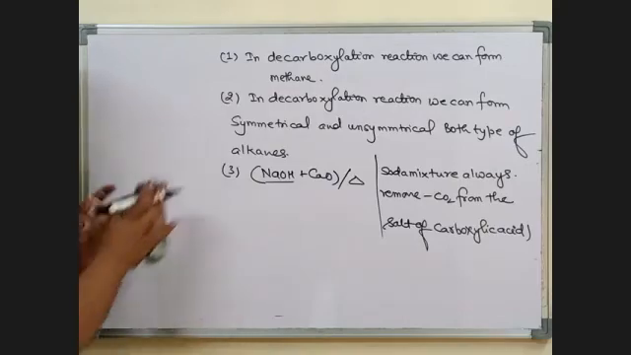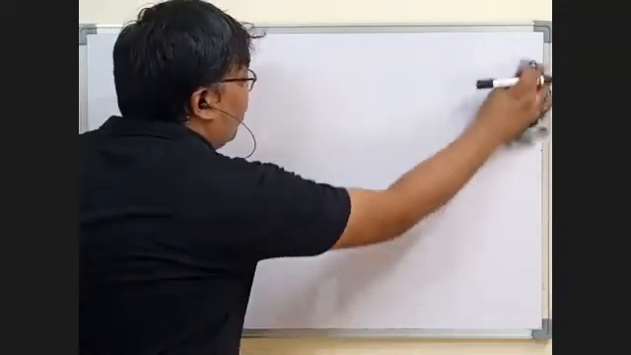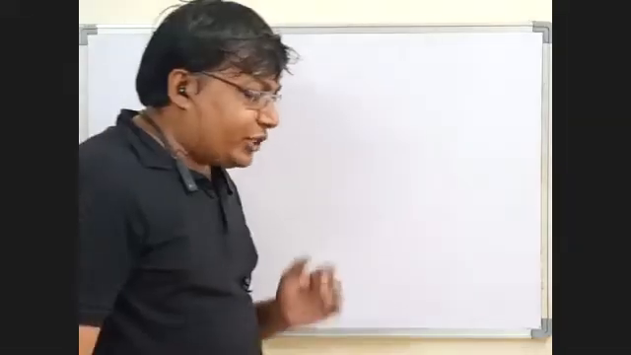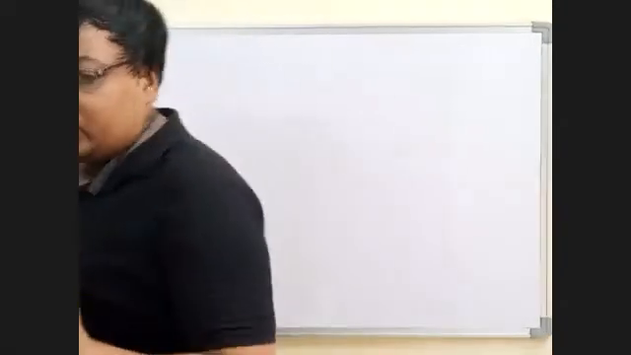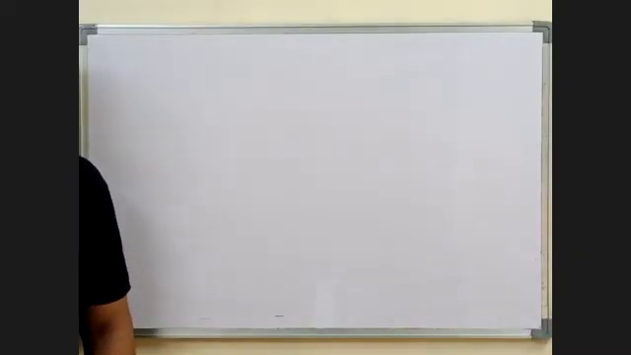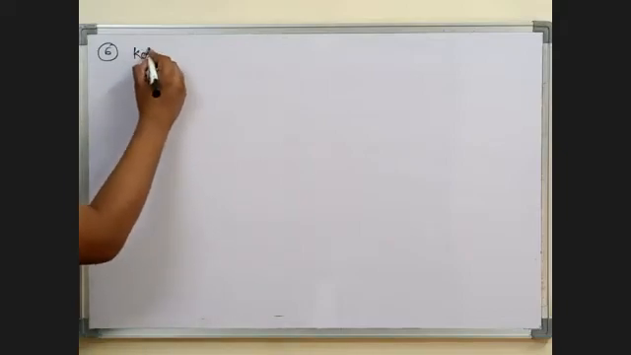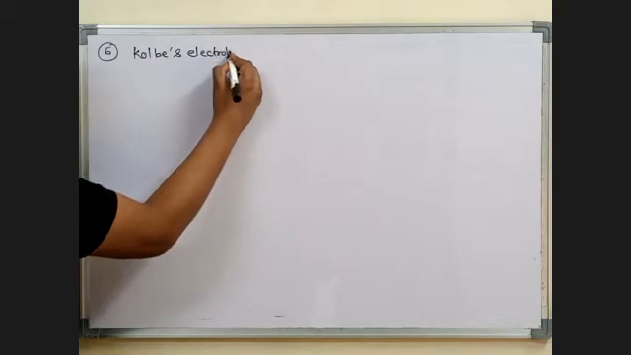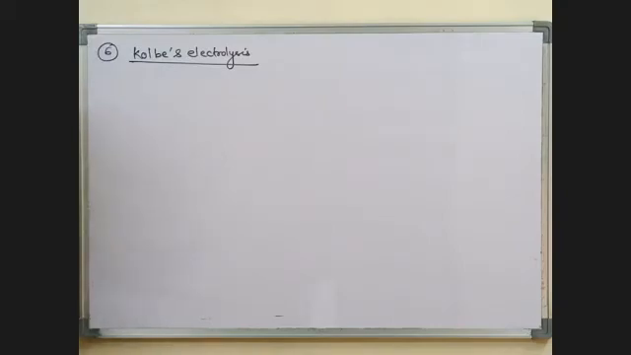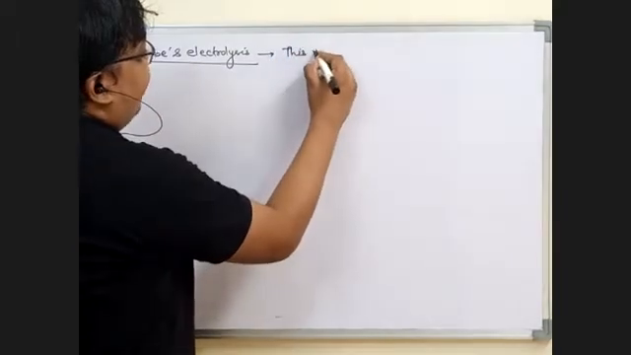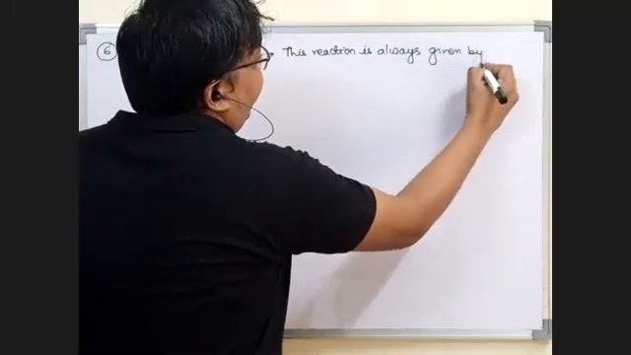Now come on. In the decarboxylation reaction, we can form methane, ethane, propane, butane, whatever you want, students. But for all types of symmetrical and unsymmetrical preparation, the best method is the Kolbe reaction. Now reaction number 6 on page number 8: preparation of alkane by Kolbe electrolysis. This reaction is always given by the salt of carboxylic acid.